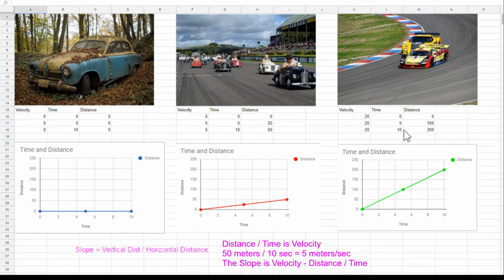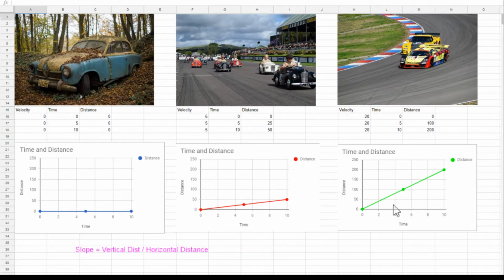In this case, we have a much faster vehicle, which is going 20 meters per second, so it goes much further. In 10 seconds, it's gone 200 meters. But again, if we take 200 meters divided by 10 seconds, we get 20 meters per second, which is the velocity. This is one of the reasons why slope is so important in mathematics, because it allows you to look at a curve and from that derive how fast the curve is changing and actually put a number on it.